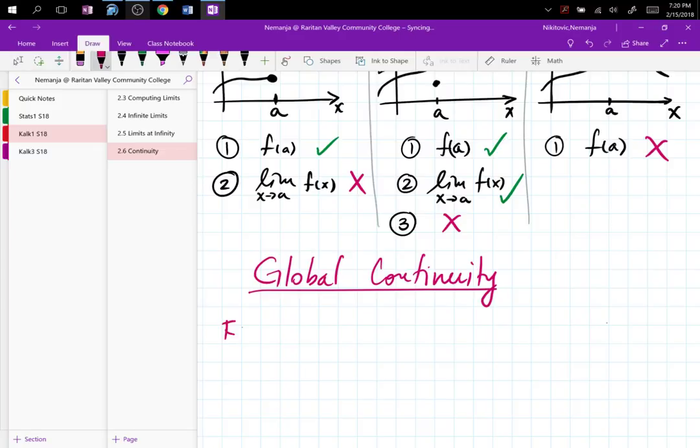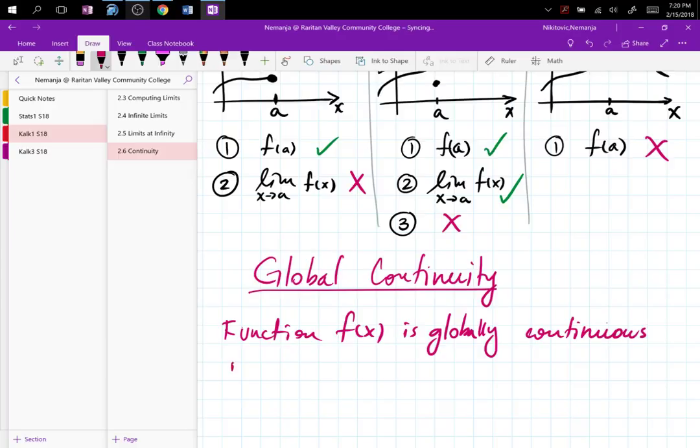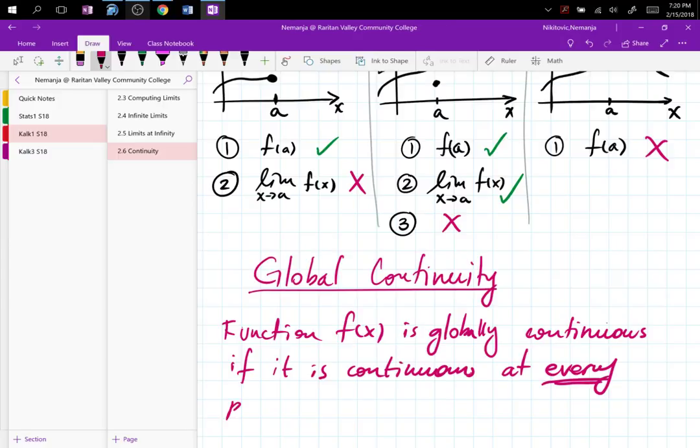So function f of x is globally continuous if it is continuous at every point in its domain.